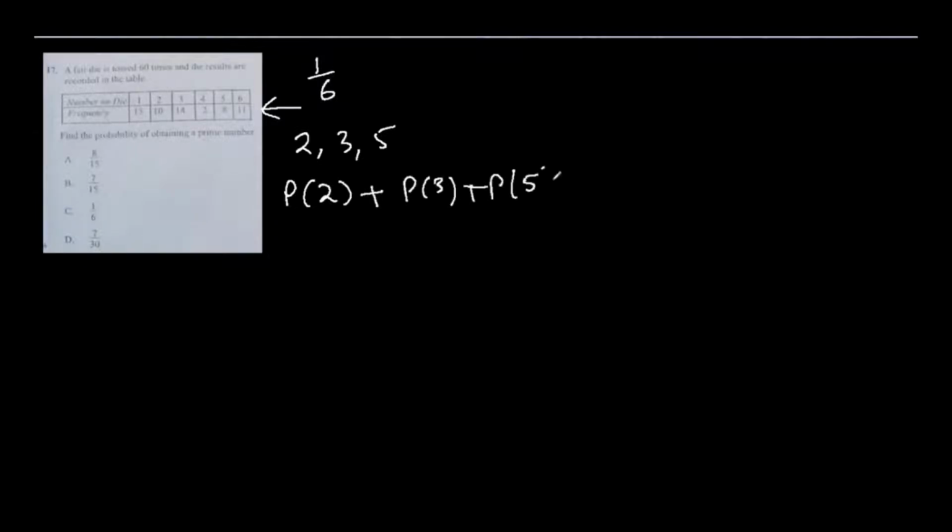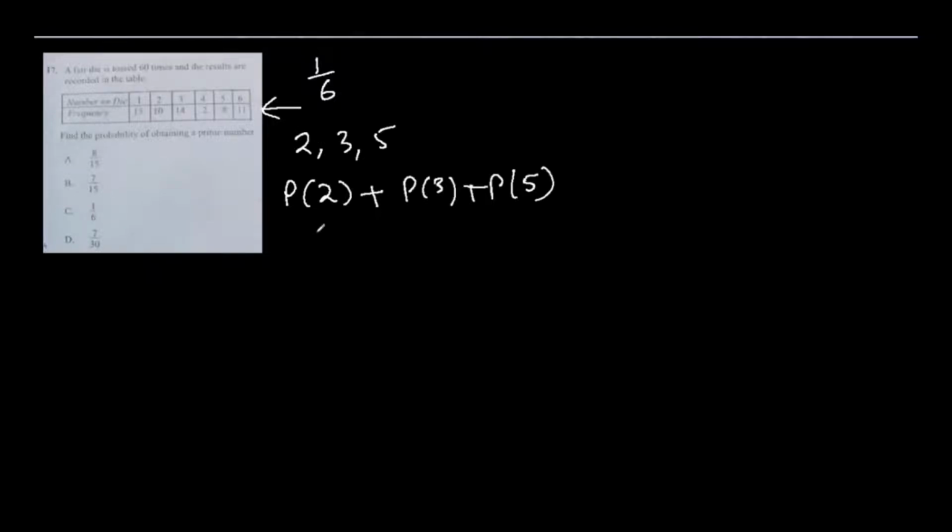In question 17, a fair die is tossed 60 times and the results are as follows. So since it's a fair dice, we know that 1/6 is the probability of each surface, but actually it didn't happen in this experiment. So we have to find probability according to this experiment. They're saying find the probability of obtaining a prime number. So prime number will be either 2, 3 or 5. So it becomes probability of 2 or probability of 3 or probability of 5.